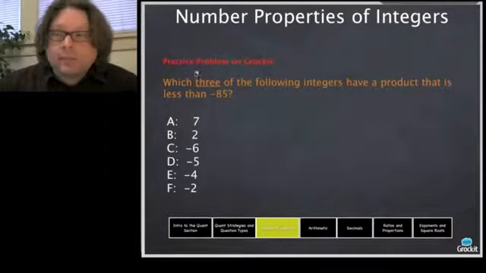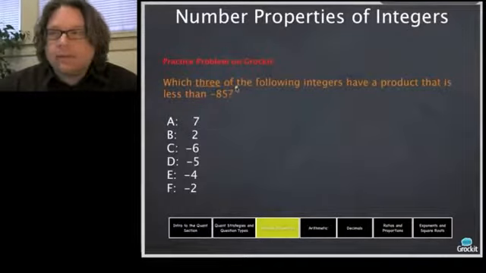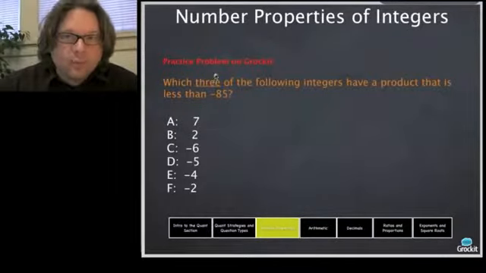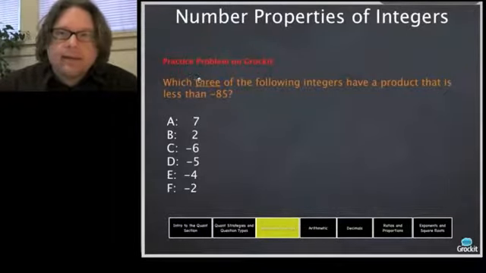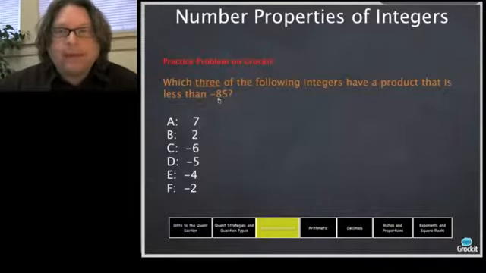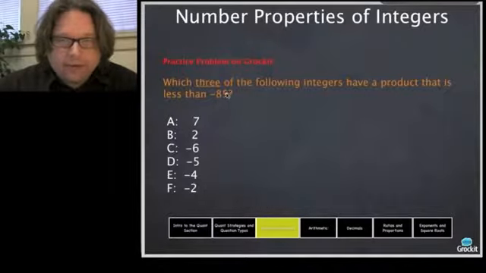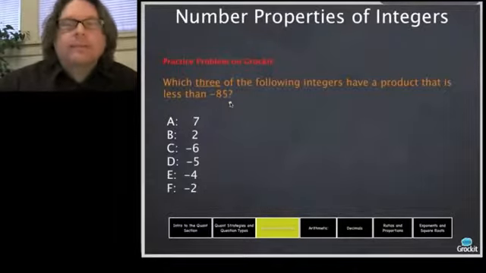So putting that into practice, which of the 3, and we actually had this as an example of a choose one or more answer choice when we were doing our sample problems. Which 3 of the following integers have a product that is less than negative 85? So remember, less than negative 85 means more negative. Like if you have negative $85, that's more money than negative $185. They're both not good amounts of money to have.